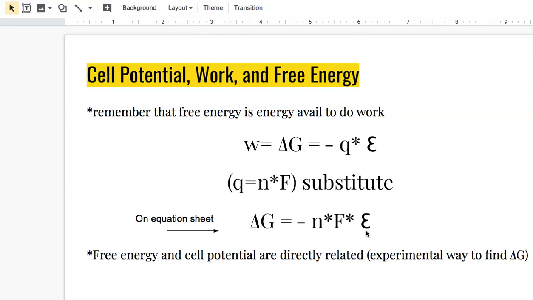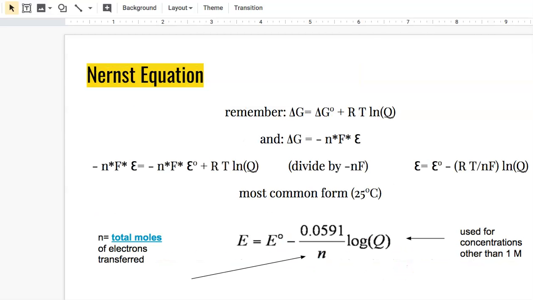So this shows that Gibbs free energy and cell potential are directly related to each other. And this is actually a way that we can experimentally find delta G. This gets us to the Nernst equation, which is one that I'm guessing your maybe parents or older siblings just remember this name, even if they don't remember the equation itself.